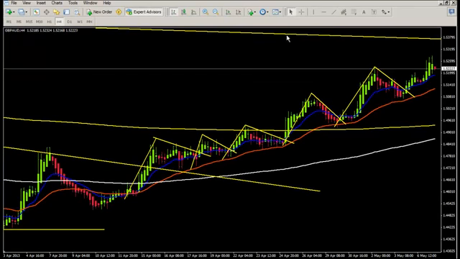Now you see it's reaching your weekly resistance line, and that's why it's so important to always do the top-down approach. You need to know where the price is likely to bounce again. Okay, but that's not for now.